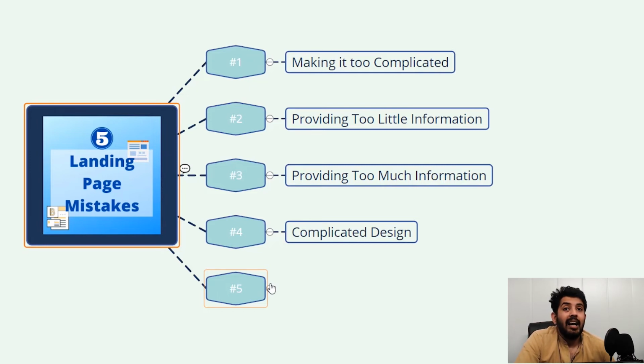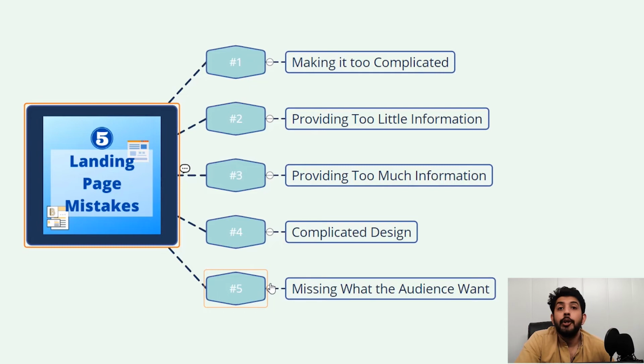And now the last and the most silly mistake that you should avoid in your landing page is missing what the audience wants. And I have seen this mistake even in some well designed pages where the marketers forget what the audience primarily wants from their landing page and instead give them what they think the audience would really like, which sometimes actually goes completely wrong.